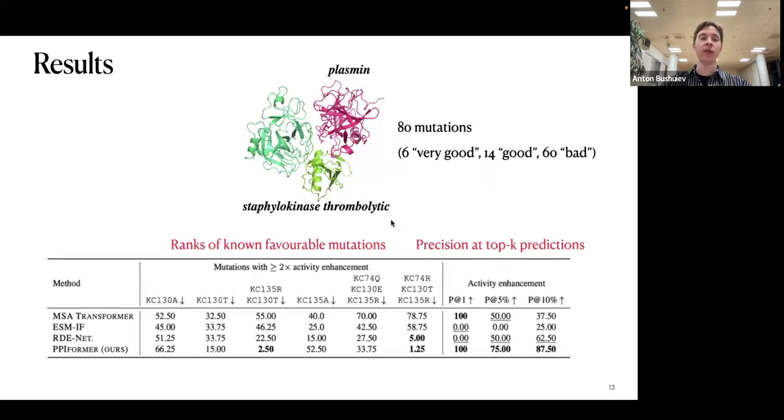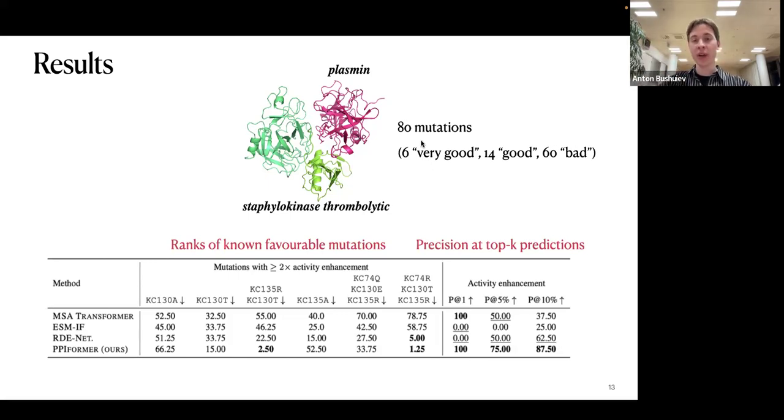So the first one is already well known to us. So here again, we have this staphylokinase protein, which is a thrombolytic drug candidate. And here it's interacting with plasmin from blood. And in this system, if we introduce mutations to staphylokinase, we know some of the effects which were reported before in literature. And we know the effects of 80 mutations. So 6 of them, let's say, are very good. So they enhance thrombolytic activity at least twice. And 14 of them just improve the activity, and the rest are just bad, not interesting for us.